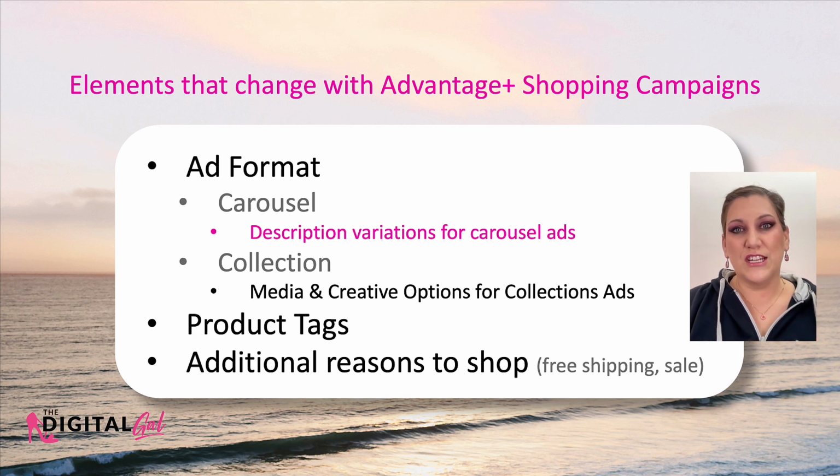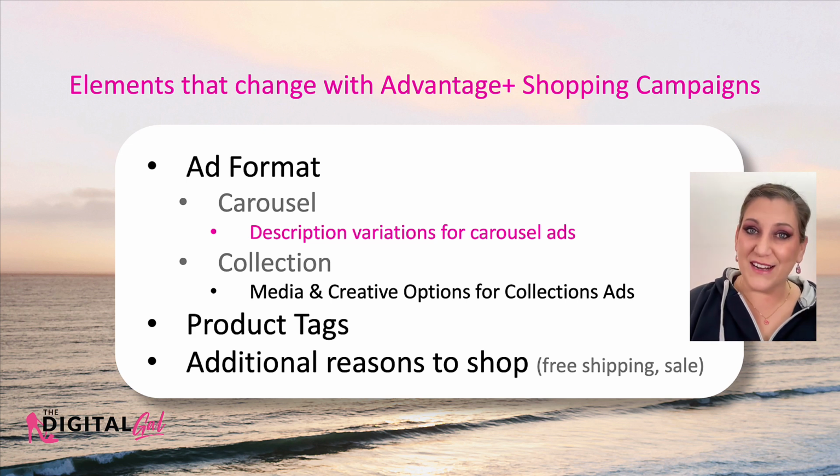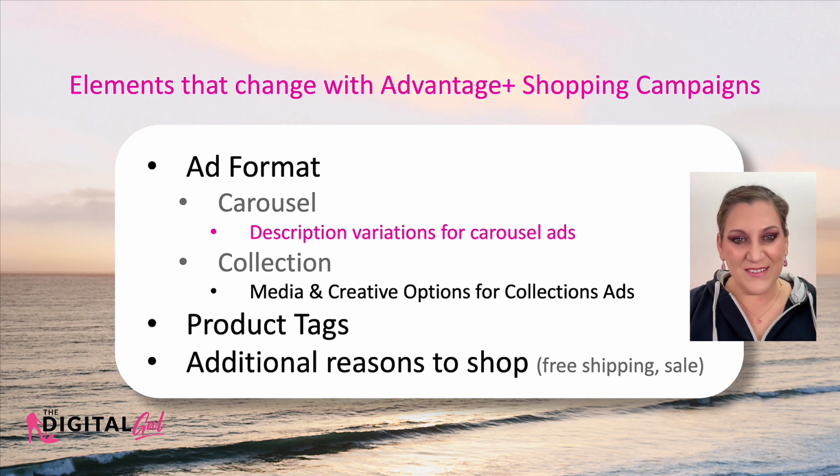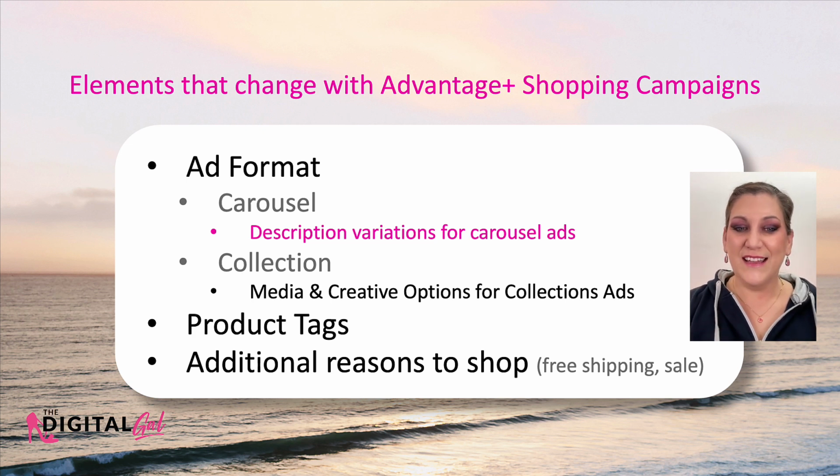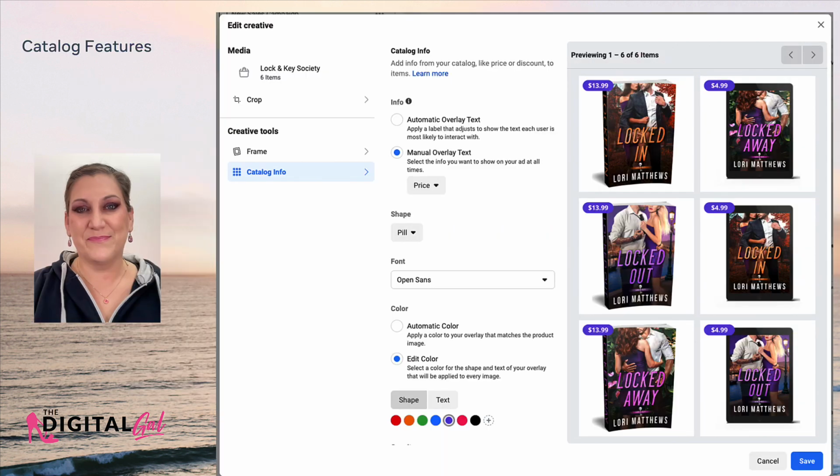Other elements that can change with Advantage Plus shopping campaigns include product tags, as well as additional little callouts, the reasons to shop, such as free shipping or sale. And this is all pulling off of the data that you have behind the scenes within your catalog and within your products.